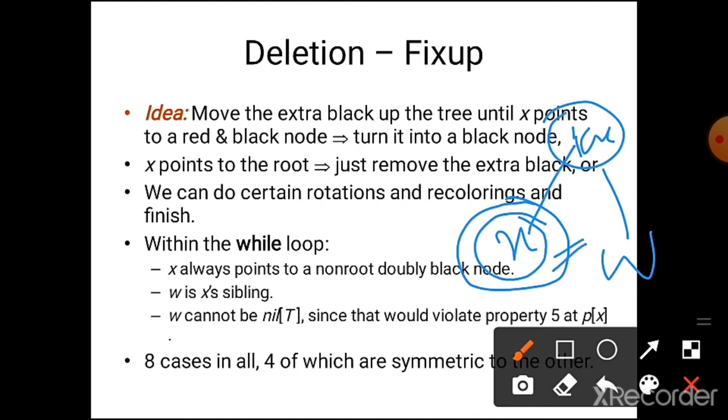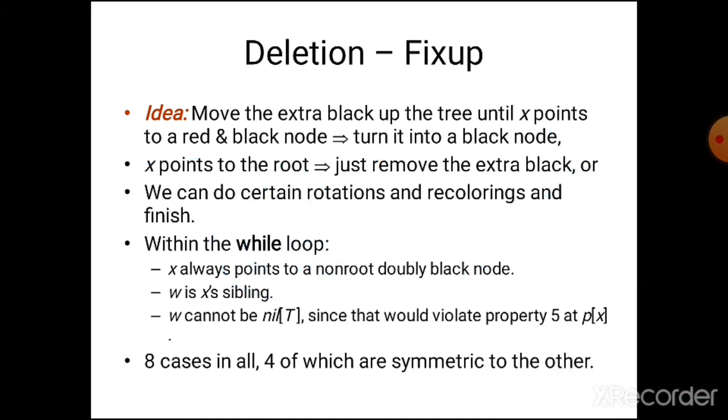For that we move up the tree until x points to a red-and-black node, and turn this red node to a black node. If x is a root, then we can just remove the extra black, or we can perform certain rotations or recoloring and fix this violation of the RB property. So there are mainly 4 cases.